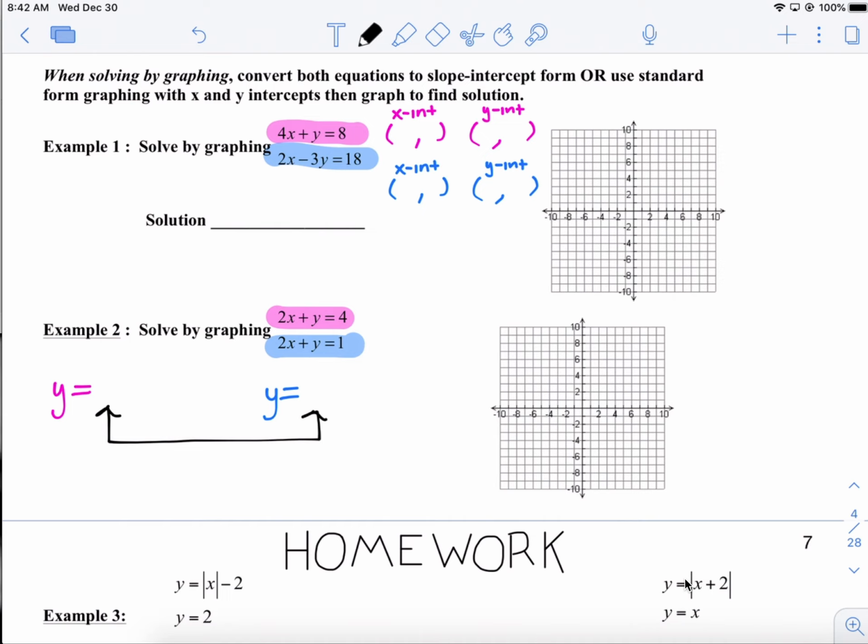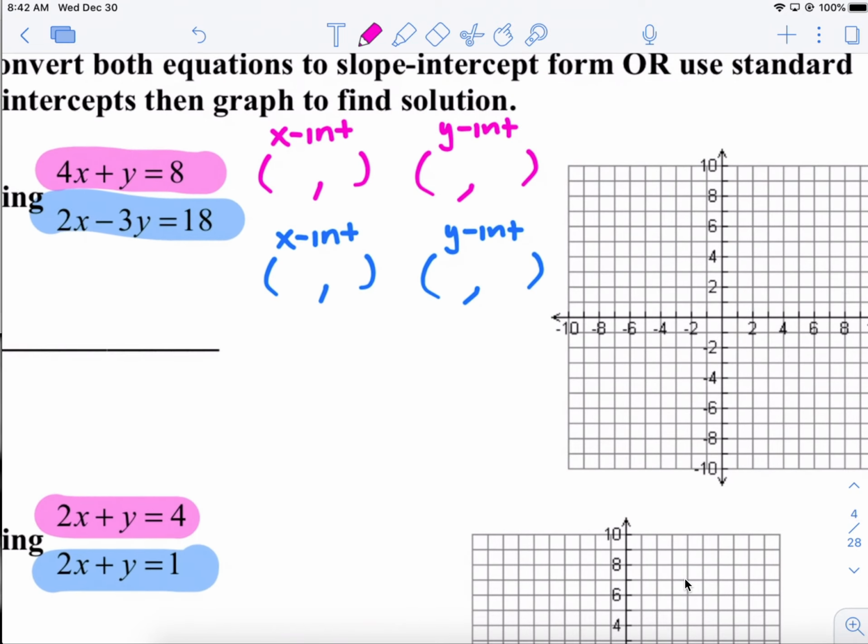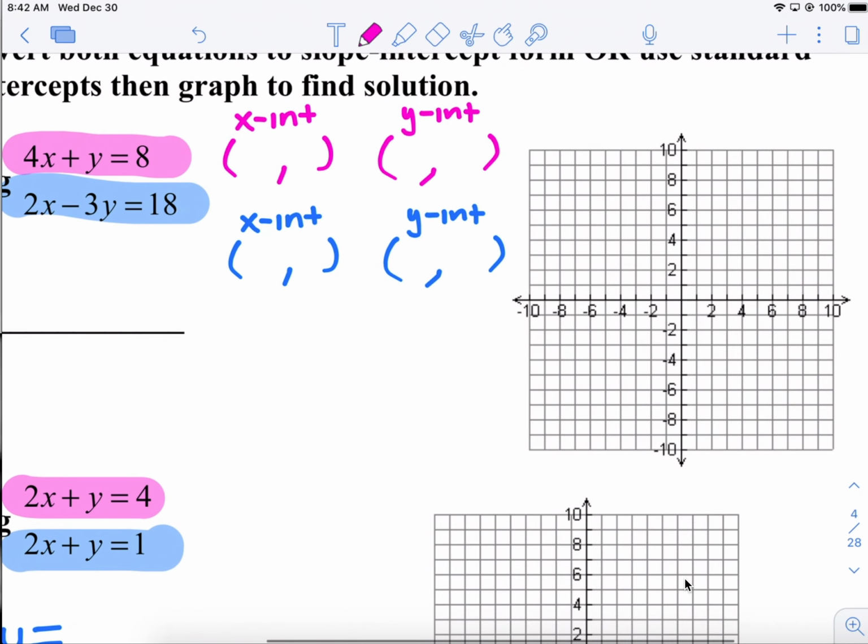All right, example number 1, we are going to graph using intercepts because they're coming out of standard form, but we are graphing a system. Okay, so for my x-intercept, if I do 8 divided by 4, I get 2. If I do 8 divided by 1, I get 8. So we're going to graph these 2 points, 2 on the x, 8 on the y, and connect my dots.